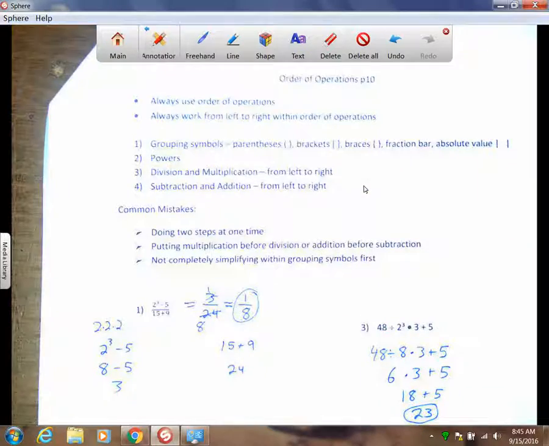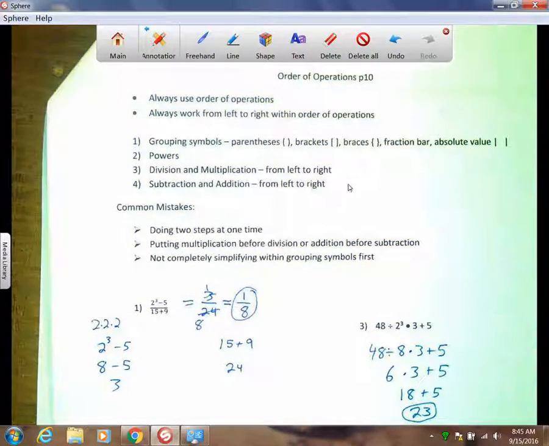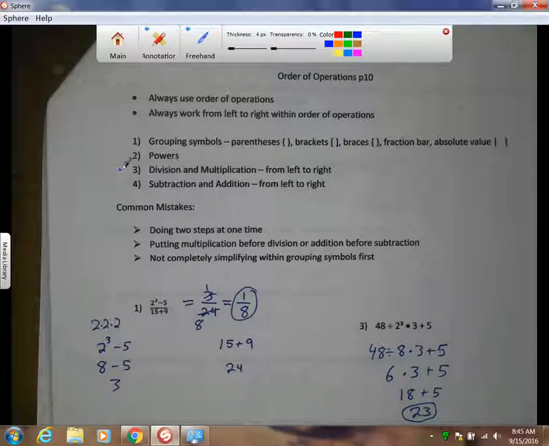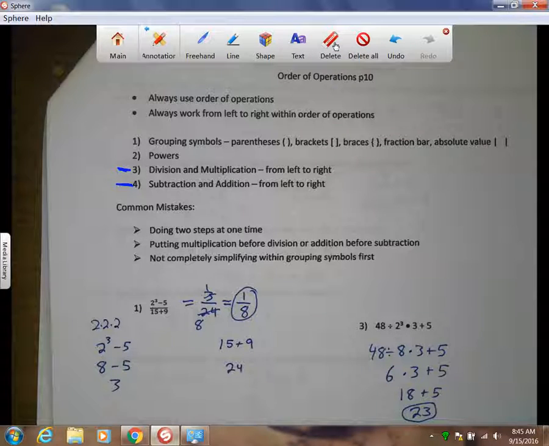Also remember that of is multiply, is equals. Make sure you know those terms. For order of operations, just make sure you do one step at a time. Remember that division and multiplication, you're working from left to right, whichever one happens to come first. Same thing with addition and subtraction. Whichever one happens to come first, use that.